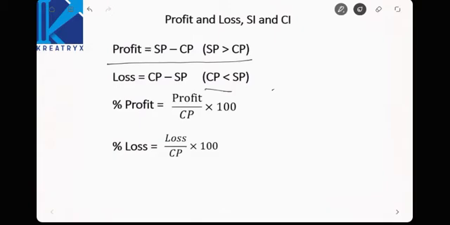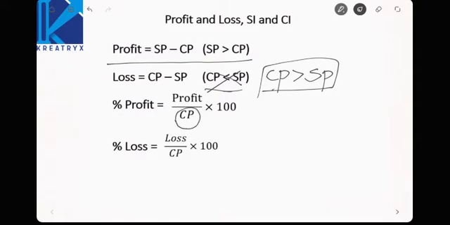As this is a typo error, sorry for this. CP has to be greater than SP for loss. Remove this. Next, profit percentage is always calculated on cost price, and loss is also always calculated on cost price. So these are the formulas for profit percentage and loss percentage, and you must be aware of how to do percentage calculations, as it will be very useful here to calculate the things.